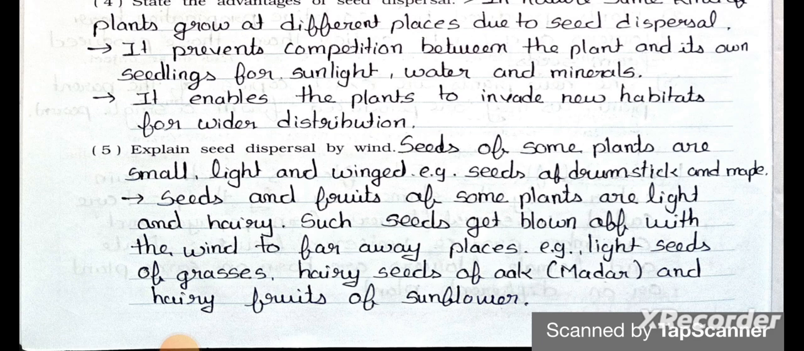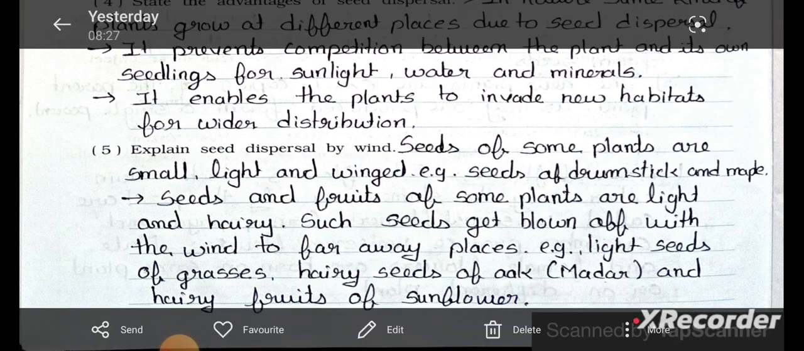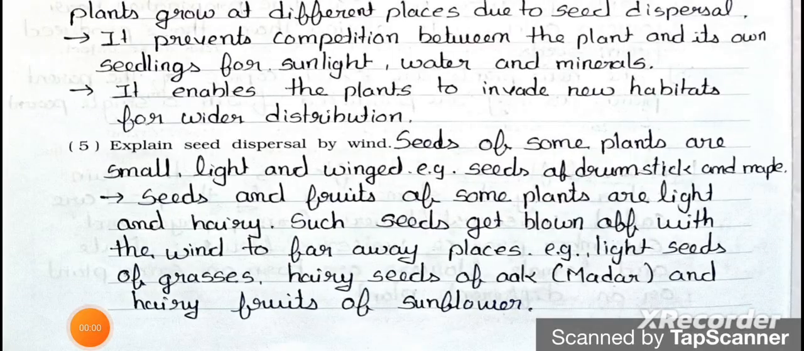Next point, seeds and fruits of some plants are light and hairy. Such seeds get blown off with the wind to far away places. Example, light seeds of grasses, hairy seeds of oak, madar and hairy fruits of sunflower. Now see the next page.